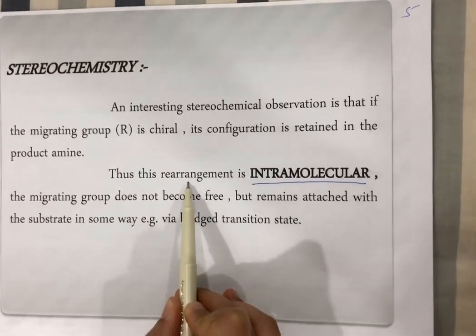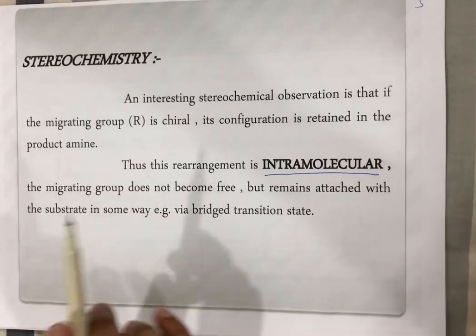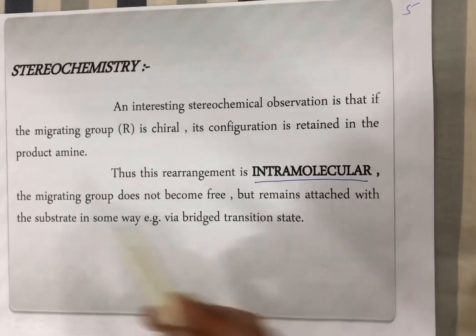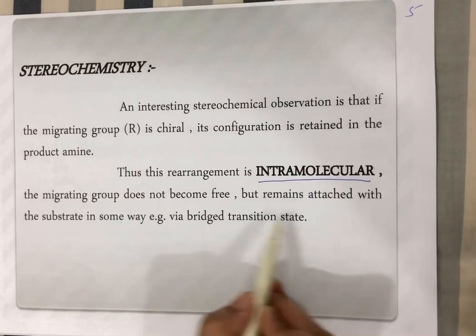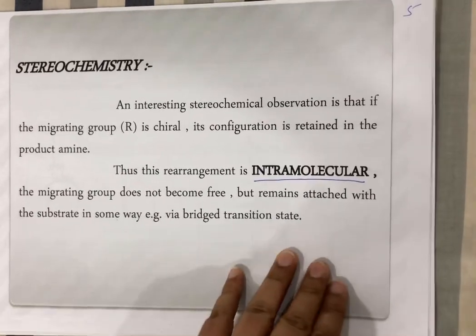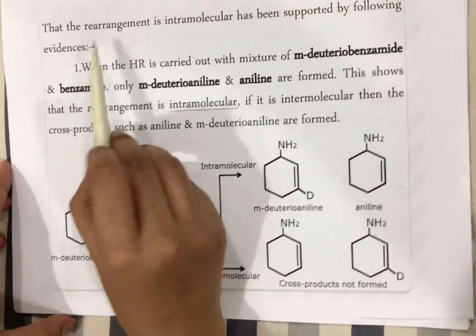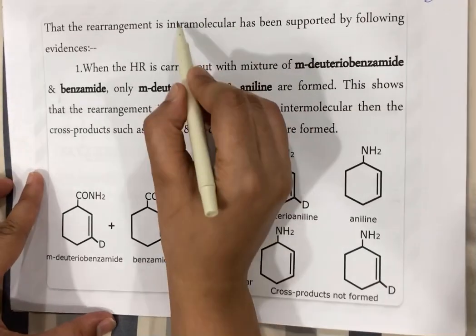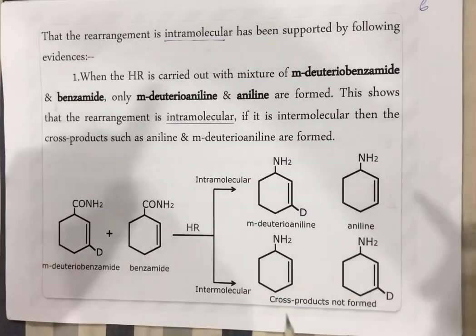This rearrangement is intramolecular and the migrating group does not become free but remains attached with the substrate in the same way, for example by a bridged transition state. We will see in the next evidences that the rearrangement is intramolecular has been supported by the following evidences.